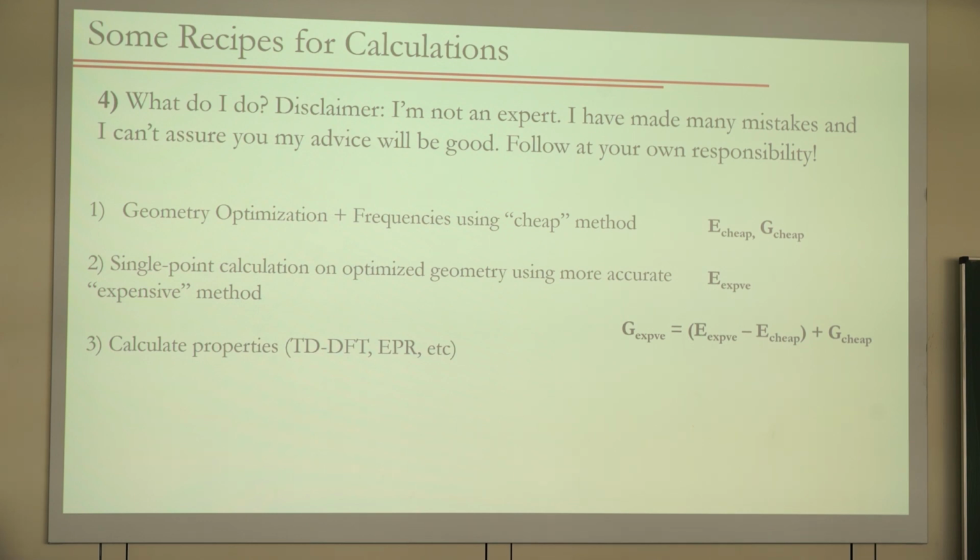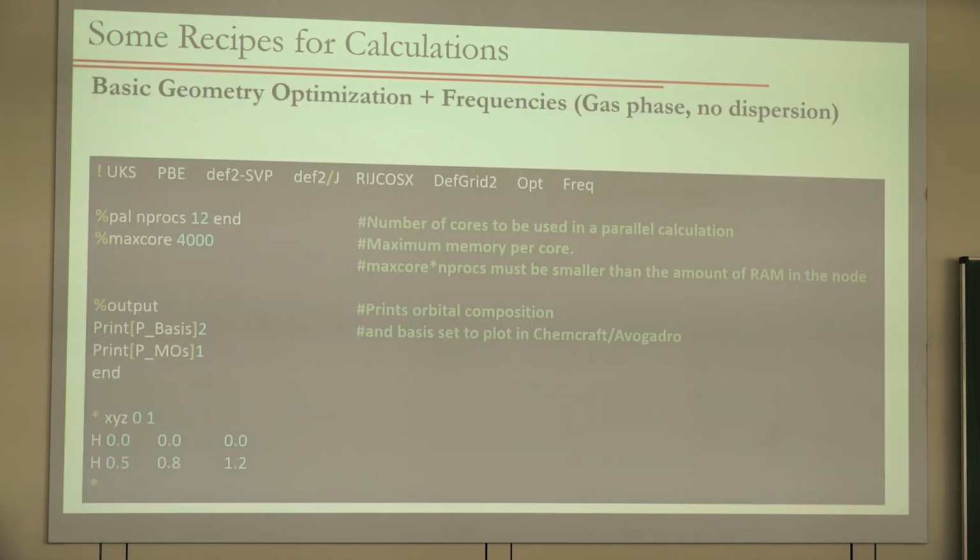And then I calculate properties, sometimes with the same functional, sometimes with other more specific options, depending on what you want. So these are some examples of input files. These are very basic, so I can go really fast. I don't know if you have already submitted. Who hasn't submitted ORCA calculations and would like to?